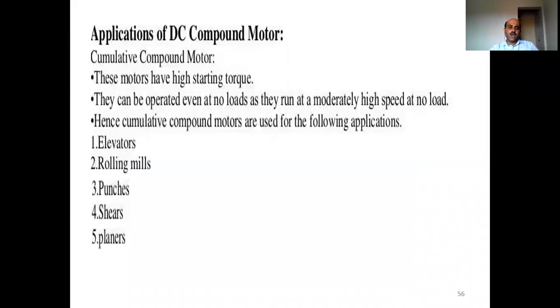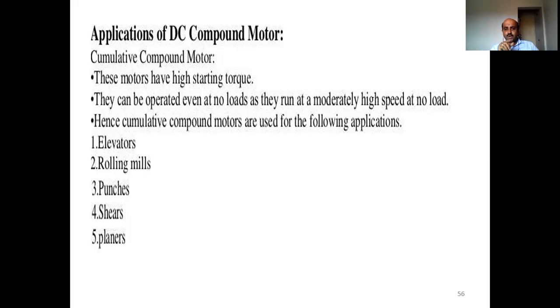Next, coming to the application of DC compound motors. We have the cumulative compound motor. These motors have high starting torque. They can be operated even at no load, as they run at moderately high speed at no load. And hence cumulative compound motors are used for the following applications: elevators, rolling mills, punches, shears, and planes.